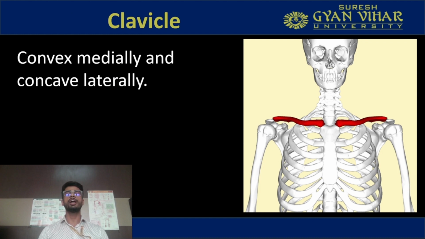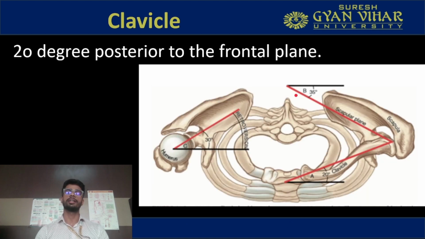Now let's study the osteological features of the clavicle. First and foremost, your clavicle bone is convex in the medial direction and concave in the lateral direction. Here I have a clavicle bone with me. As you can see in this clavicle bone also, it is convex in the medial direction and concave in the lateral direction. You can also see in this diagram, it is coming outward in the medial direction and going backward, which means concave in the lateral direction.